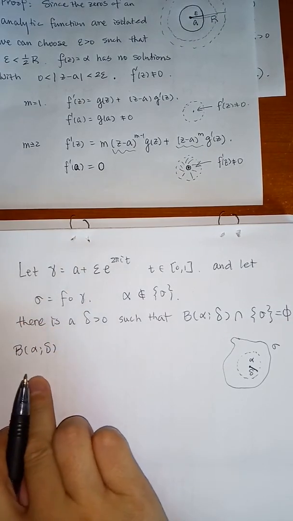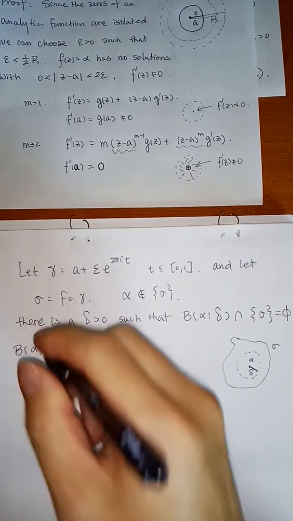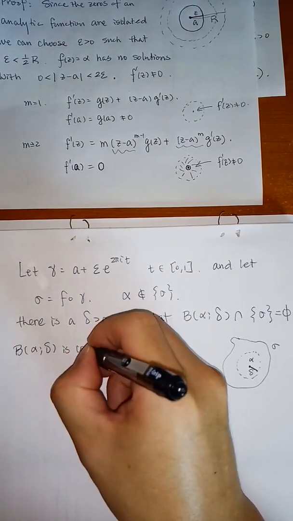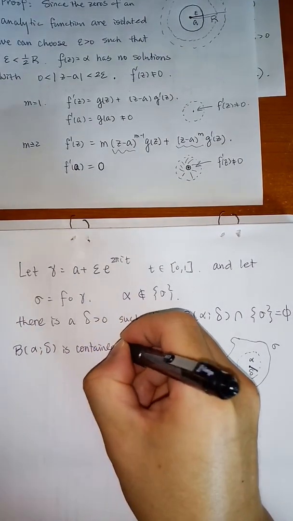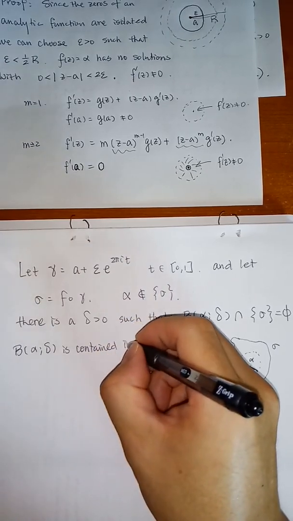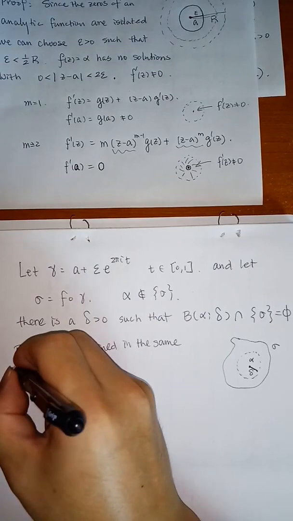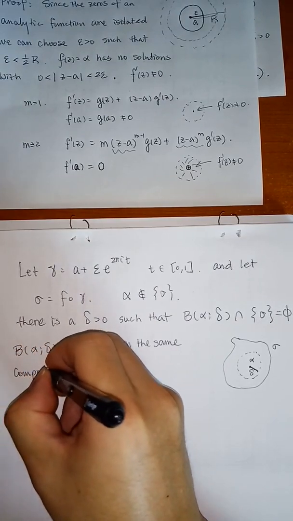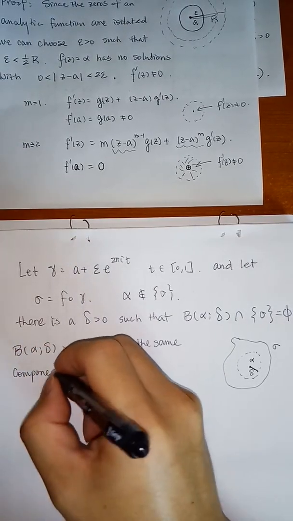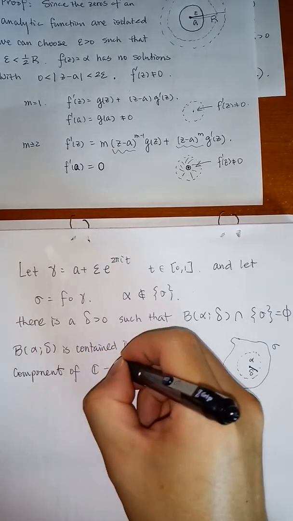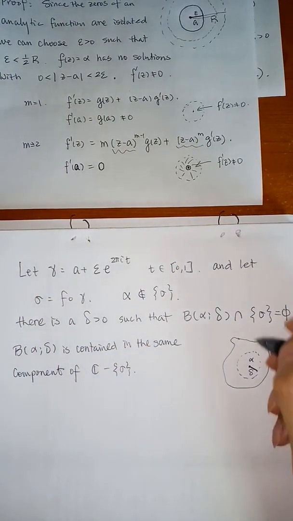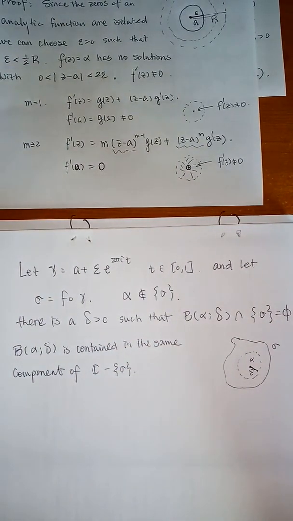This is a connected set. The connected set is totally contained in the same component of C without the trace of sigma, because it does not intersect the boundary. So the sigma is a boundary.